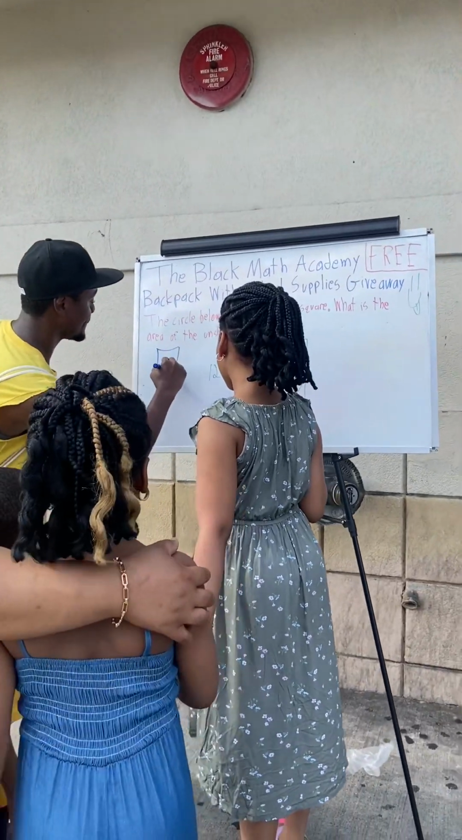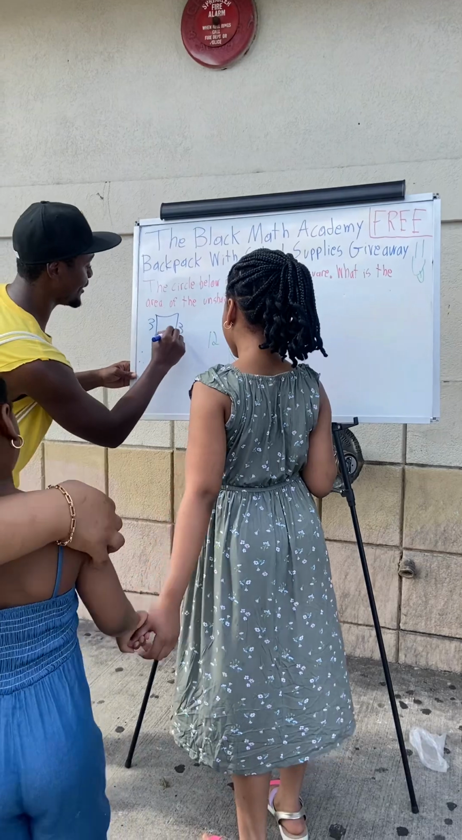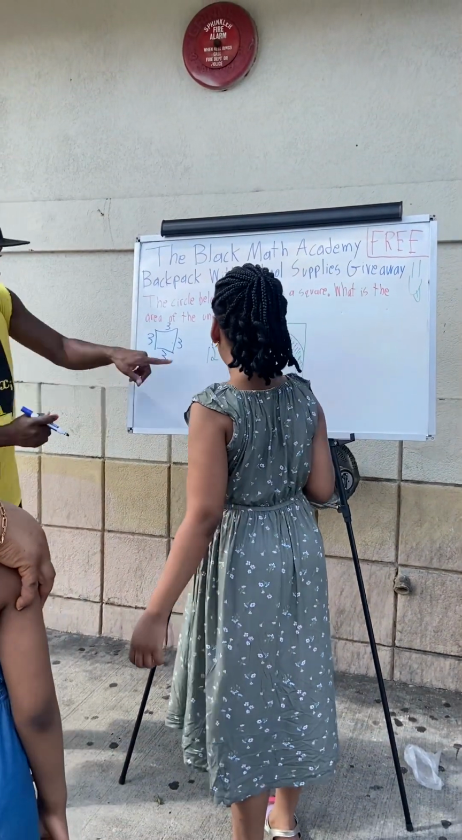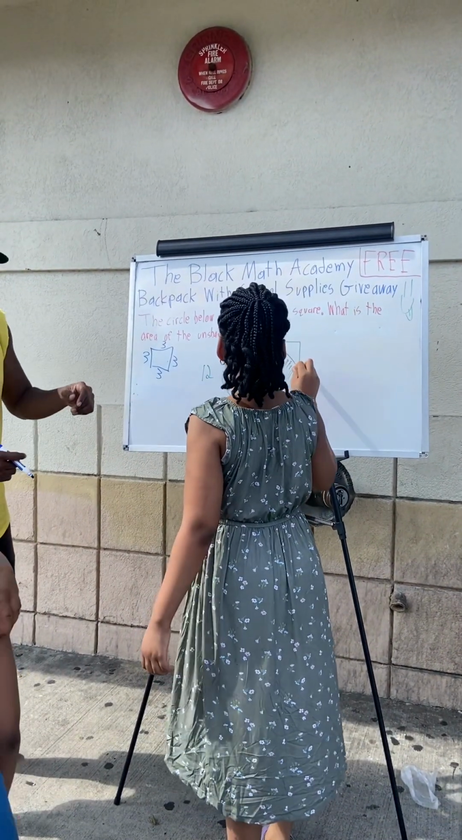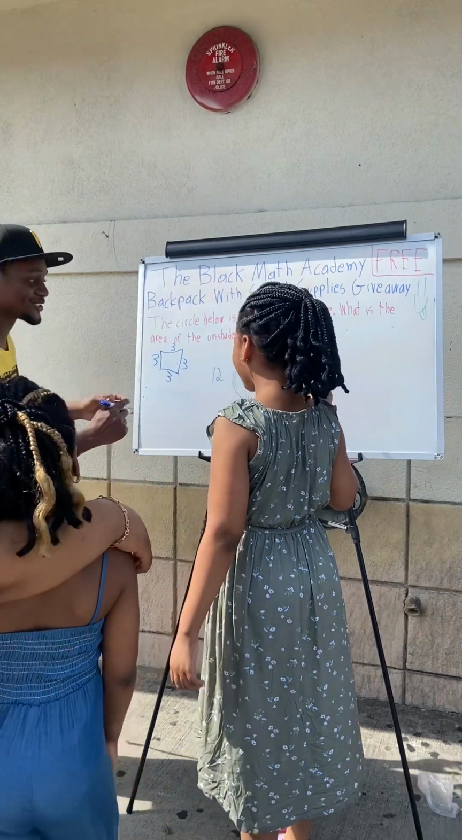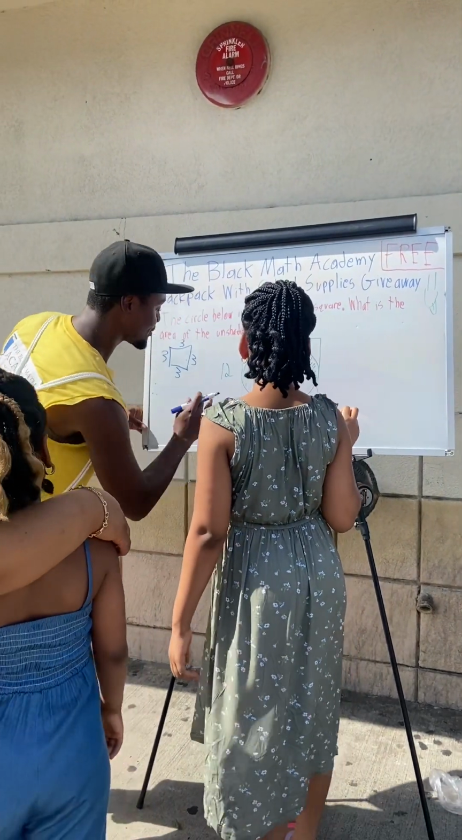This is a square. If you look at the square, what do we know about all the sides? Equal. Yeah. Exactly. So if one side's 12, and all the other sides are 12. So we know the size. So 12 times 12. What's 12 times 12?